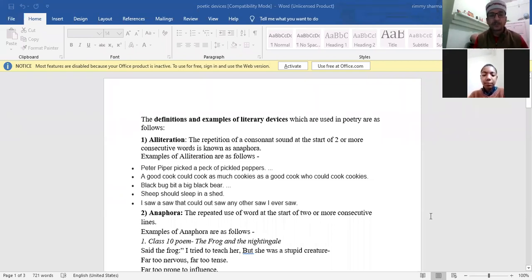Now, understand the first one is alliteration. Alliteration is repetition of consonant sounds. You know, the English alphabets are divided into two kinds. One is your vowels, the other one is consonants. You know what is a vowel? Vowel is A, E, I, O, U sounds. And consonants are the rest of the 21 letters. But there are various sounds.